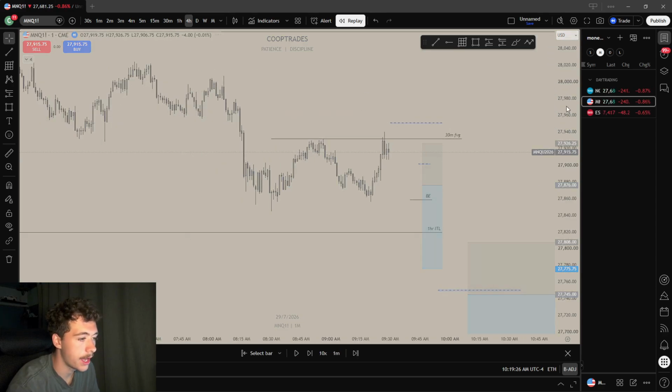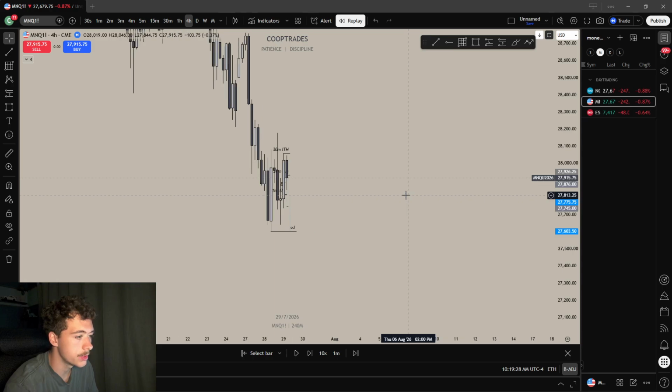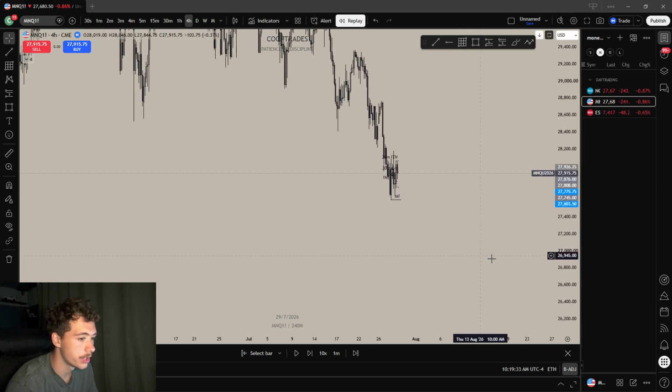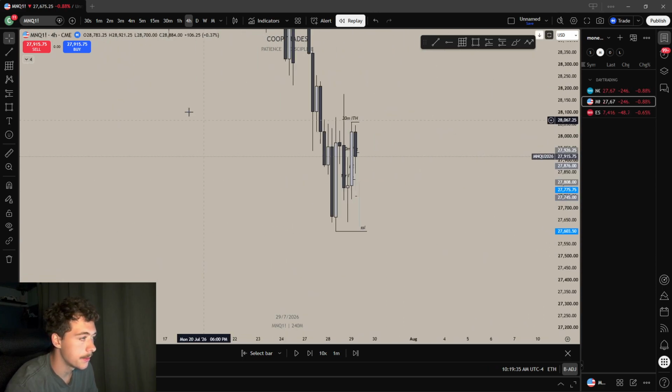Now looking at the higher time frames, I'm just bearish. I mean, there's no reason to not be bearish. Look at the 4 hour. This is the 4 hour chart. It's just super bearish. So there's no reason to not be bearish.